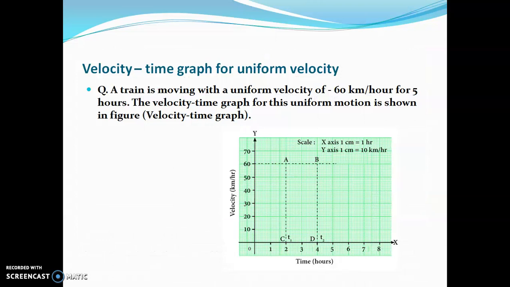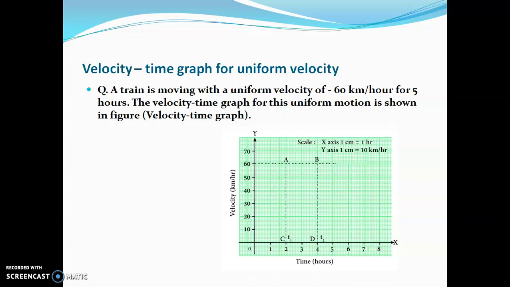Next, we move further to the velocity-time graph for uniform velocity. This is on page 6. So, let's see what the question is. A train is moving with a uniform velocity of 60 kilometers per hour for 5 hours. So, what is the meaning of uniform velocity? It is moving with the same velocity. That is, at the beginning, it starts from 0, then the velocity is 60, and that continues till the end. The velocity-time graph for this uniform motion is shown in the figure.